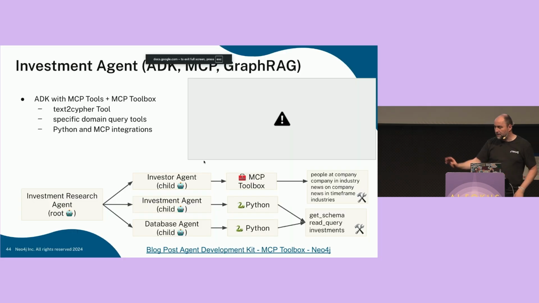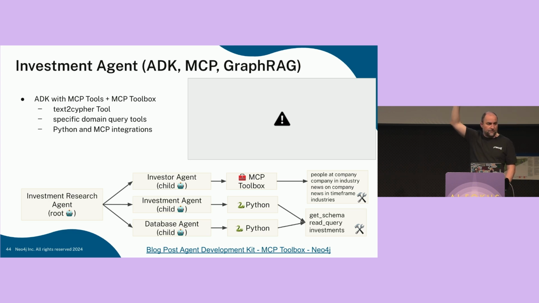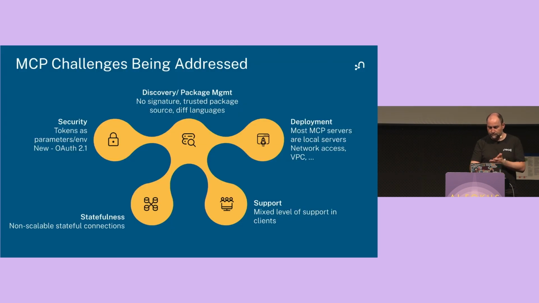Anyway, it has the root agent, which then has a database agent, investment agents, and investor agents, each of which uses sometimes Python tools, sometimes MCP tools, basically depending on what you want to do. And then they pass control back and forth, depending on the question, who can answer this part of the question, and then compose the answer in the end.